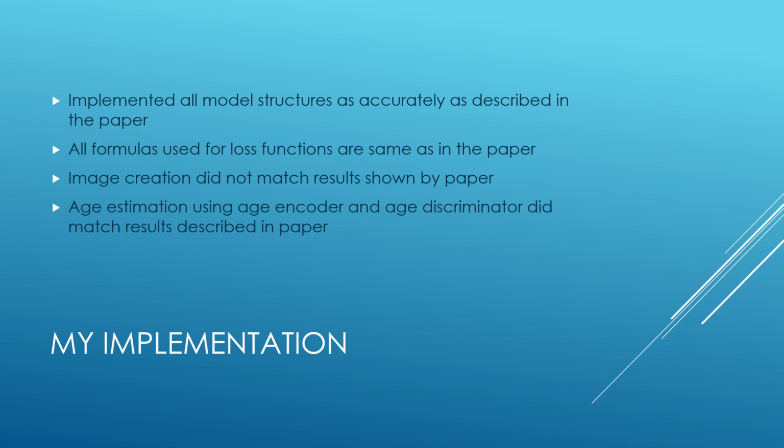However, that was only part of the assignment. The architecture also implemented the other half of the encoder structure, which is the age encoder and age discriminator. I was able to match the results from the paper on the age estimation portion of the implementation. I'm pretty pleased about that, but I'll show the images and metrics later in the presentation after I describe my implementation in a little bit more detail.